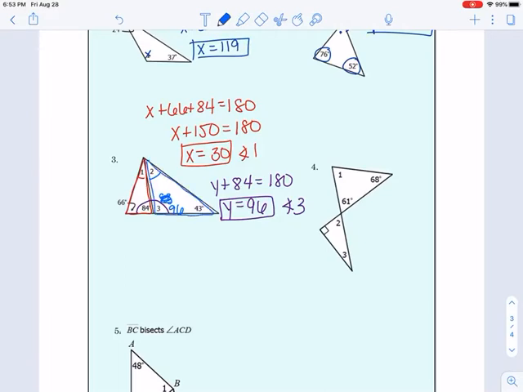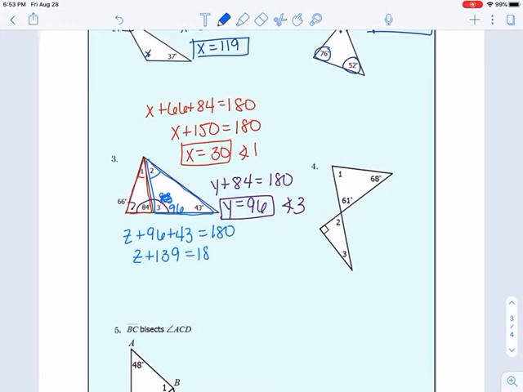And those 3 angles, again, need to add up to 180. So how about we call that angle Z? So I'll say Z plus 96 plus 43 has to equal 180. 96 plus 43 should give me an answer of 139. So I'll have Z plus 139 equals 180. And then I'm going to subtract 139 from both sides, and I should get an answer of 41 there. And those are your 3 angles for number 3.